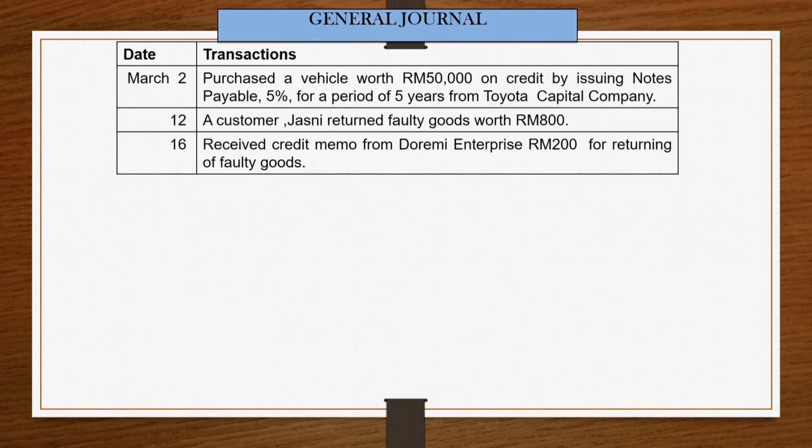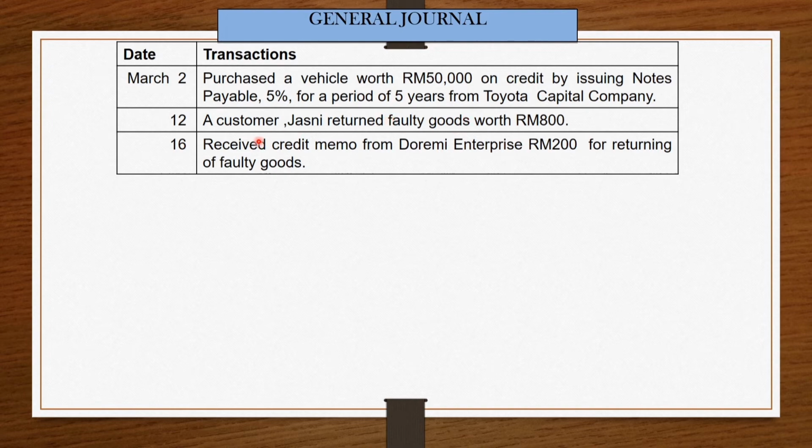Okay, we look at another example for general journal. The second example, given in the transaction, the first transaction, the 2nd of March, purchase a vehicle worth Rm 50,000 on credit by issuing notes payable 5% for a period of 5 years from Toyota Capital. So this is double entry system. One represents the debit side and another one the credit side.